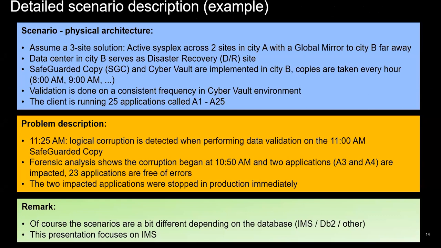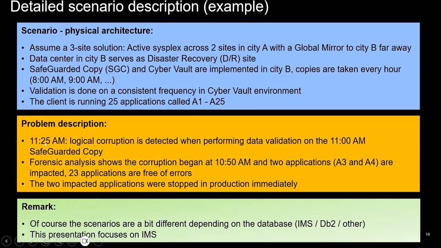So in this scenario, the general architecture we have is an active sysplex in 2 sites in City A, global mirror to City B, and then City B serves as the DR site, and the safeguarded copies are implemented in City B, and they're taken every hour, right? And as I said, the 10 a.m. copy is bad, the 11 a.m. copy is bad. I'm doing validation consistently, and I've got some applications running.